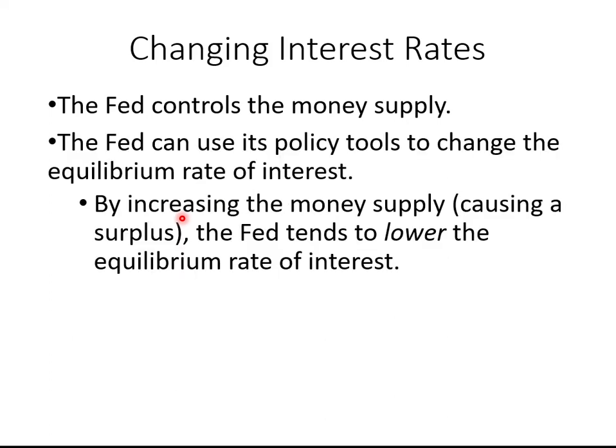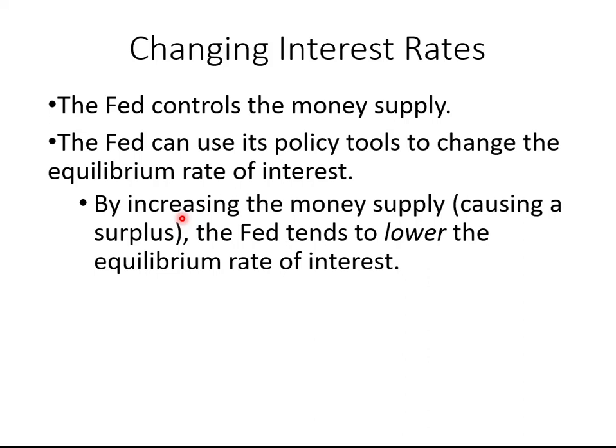By increasing the money supply, the Fed tends to lower the equilibrium rate of interest. Increasing the money supply can be done by reducing the reserve requirement, or by changing the federal funds rate. So what is the federal funds rate? That is the interest rate for interbank reserve loans.